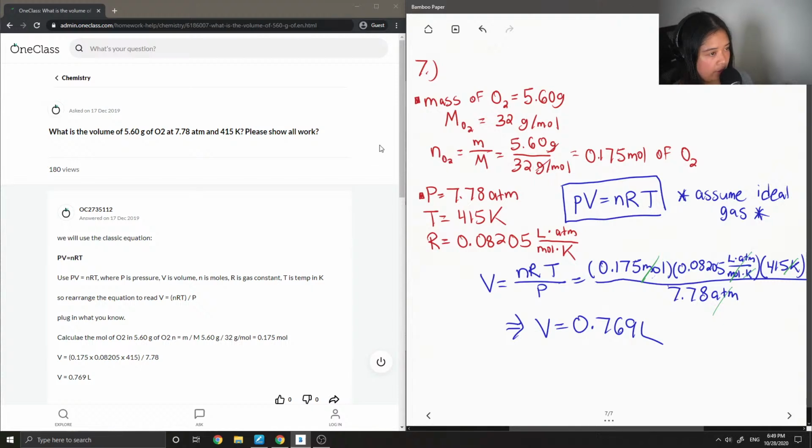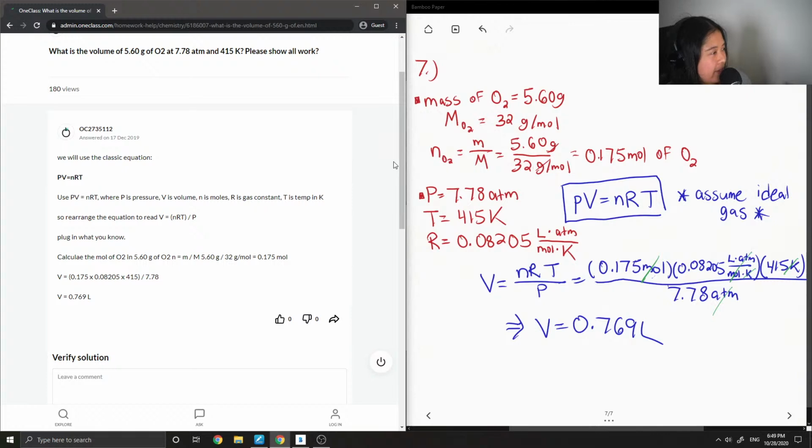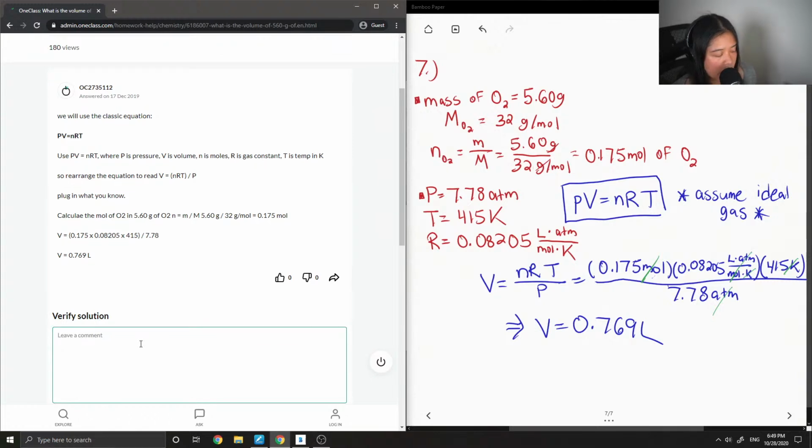Let's look at the answer from our junior tutor. We will use the classic equation PV equals nRT. P is pressure, V is volume, n is moles, R is gas constant, T is temp in K. Plug in what you know, so then they also found the number of moles, and they got 0.769 liters. This solution is correct. And then I'll just put a disclaimer, assuming O2 acts as an ideal gas.